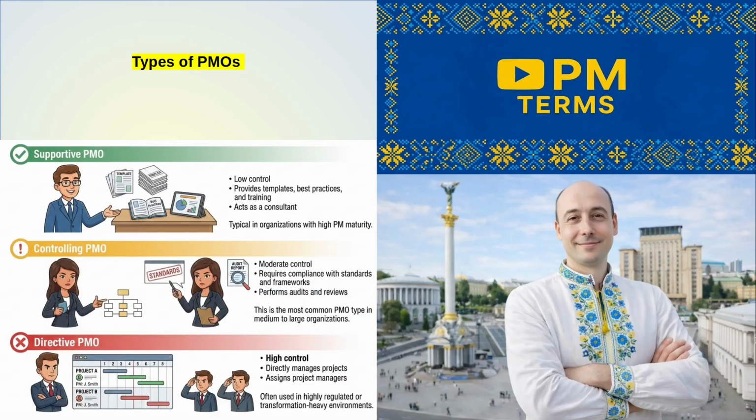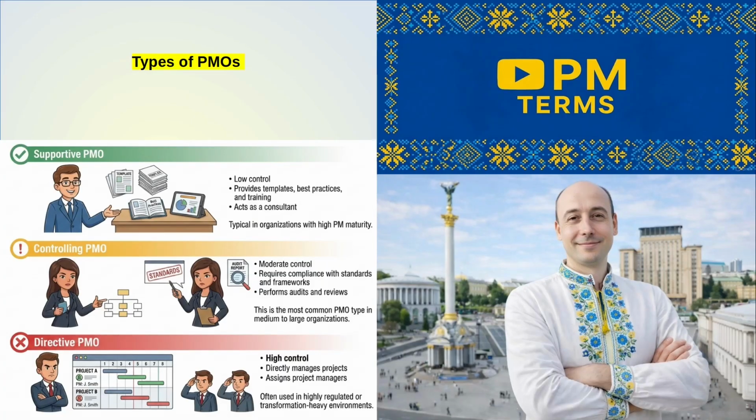There are three primary types of PMOs, based on their level of control and authority. Let's start with the supportive PMO. This type features low control and mainly provides templates, best practices, and training. It acts as a consultant, typical in organizations with high PM maturity.